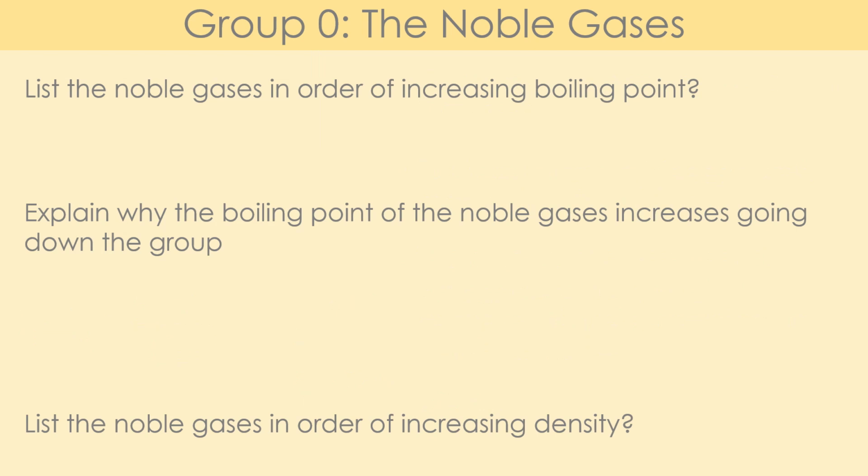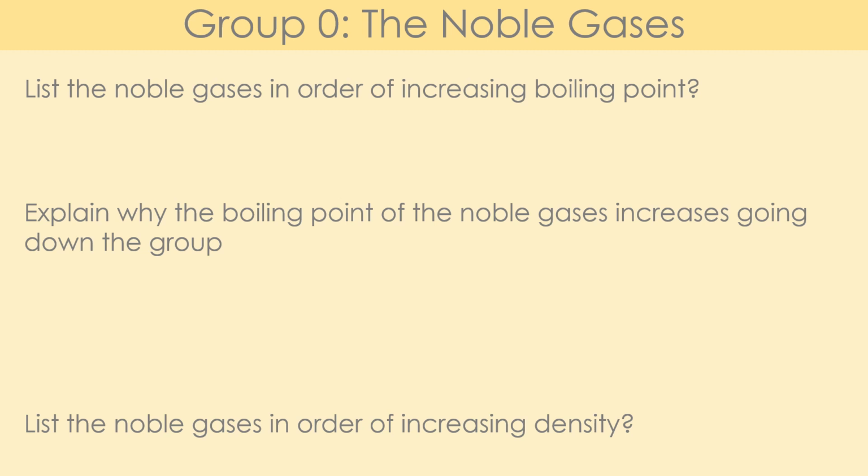I've got 3 questions here for you to try and remember. So 2 of them are just listing the noble gases in order of increasing boiling point and density, and 1 of them is explaining why the noble gases increase in boiling point. So pause the video, have a quick go at answering them. So you should now only be watching if you have answered these questions. So we'll look at the answers.